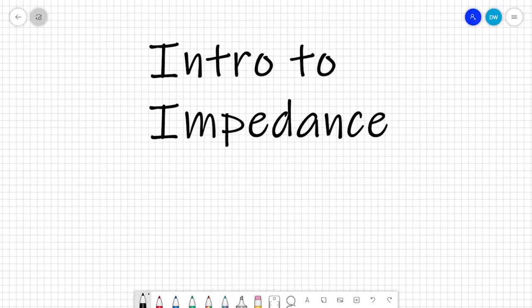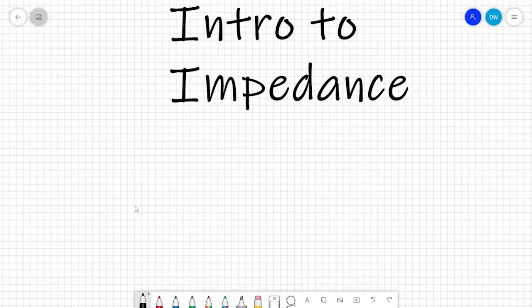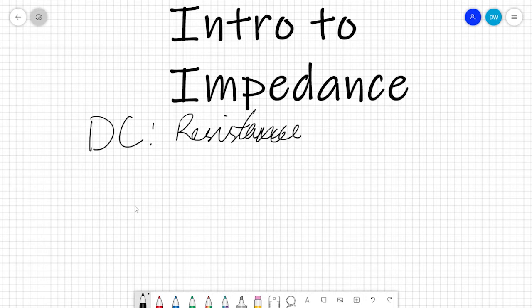Hi everyone, today we are going to have a quick introduction into the concept of impedance. It's kind of important in the study of AC circuits because that's one of the big differences between direct current and alternating current circuits. In a direct current, you just have the resistance of all the components that's resisting the flow of the current through the circuit.